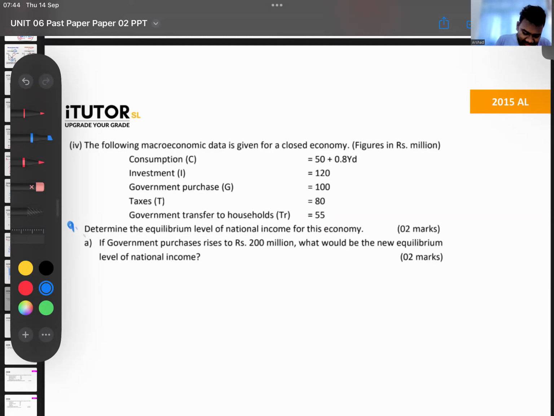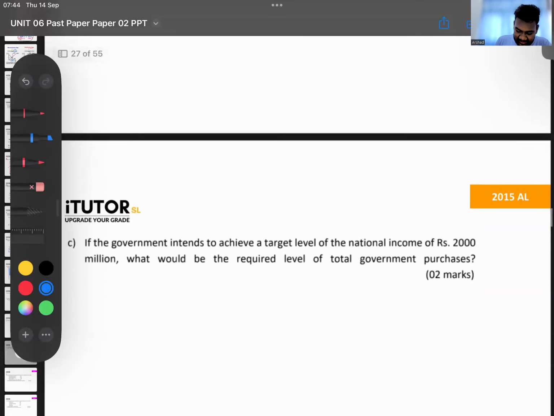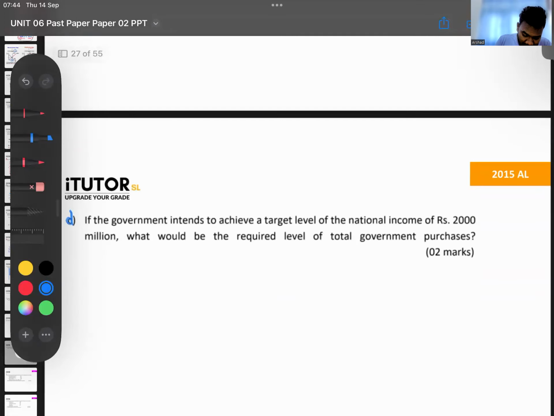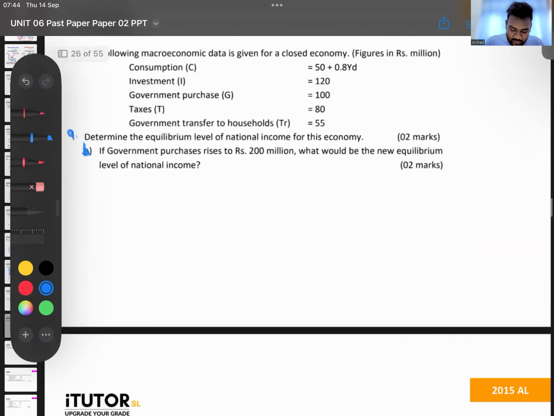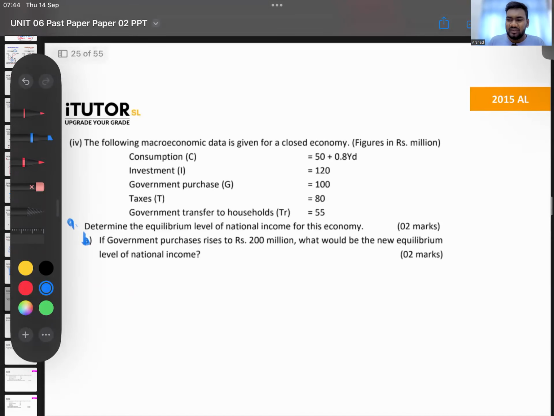Expenditure multiplier is C. Then this part is D. Okay, right. We'll do the calculation, guys. Very easy. 8 marks. These are my favorite 8 marks to get, because it's almost like 3 marks.